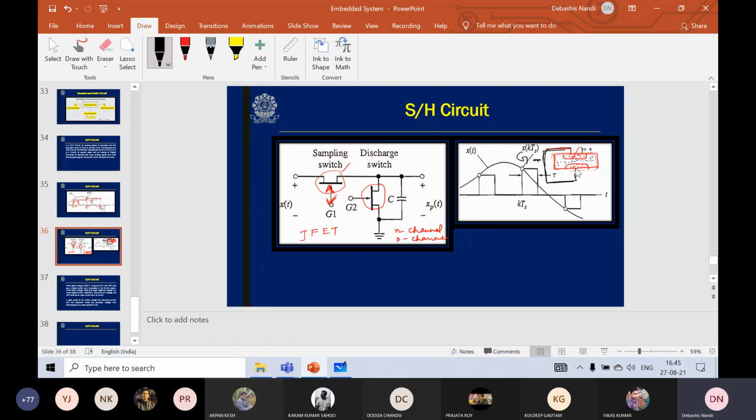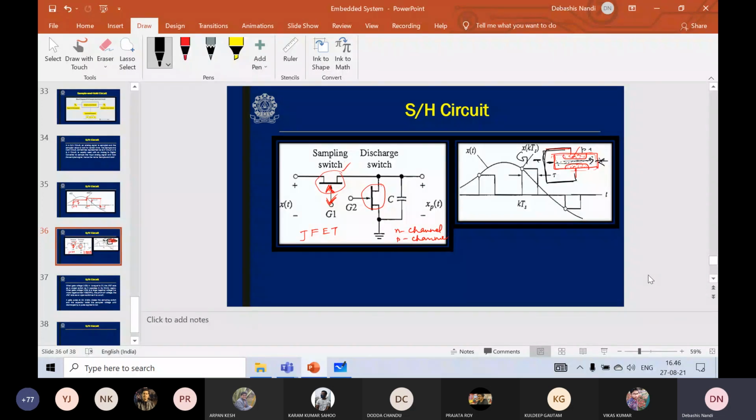In between these P plus type regions, one channel is there. This is the channel. And suppose this side is source and this side is drain. From one side to the other, the electrons will flow. For example, from source to drain, the electrons will flow in this direction and the current will flow in the opposite direction. And the amount of current will depend on what? Gate to source voltage.